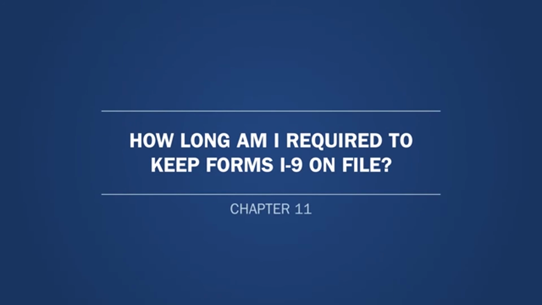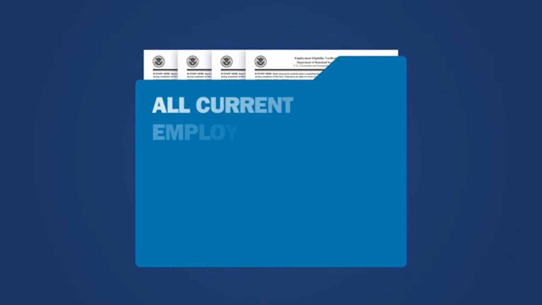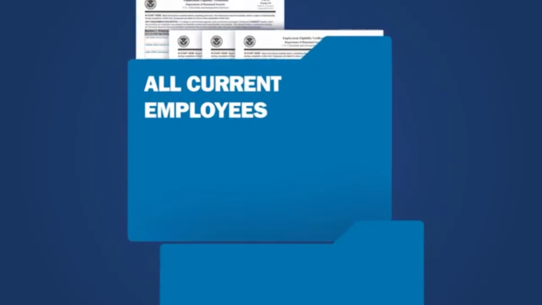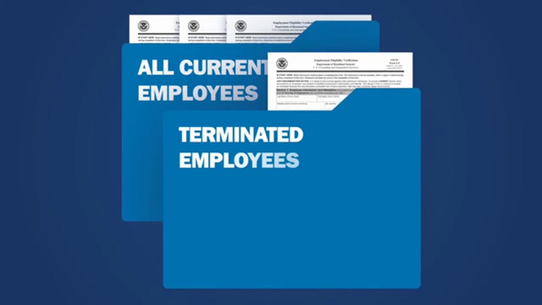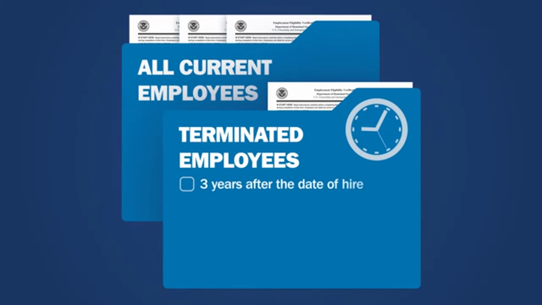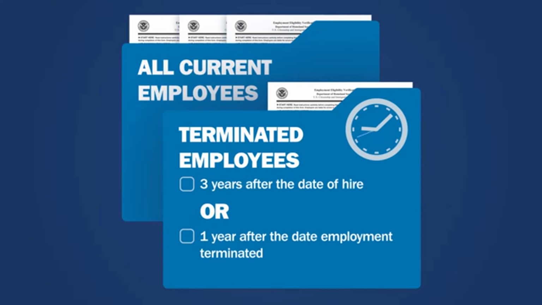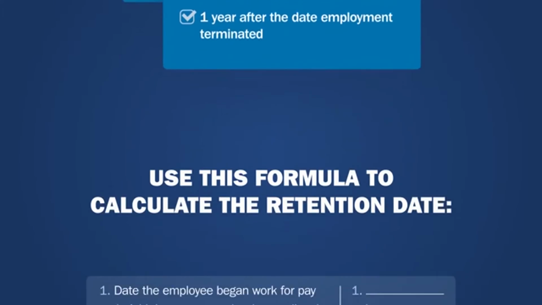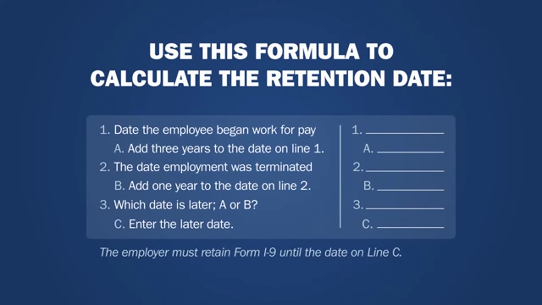In this chapter, we'll cover requirements for retaining Form I-9. Employers must have a Form I-9 on file for all current employees. However, even after an employee leaves, the employer must retain the employee's Form I-9 for a certain period of time. Employers must continue to keep Forms I-9 for 3 years after the date of hire, or 1 year after the date employment terminated, whichever is later. Use this formula to calculate the retention date.